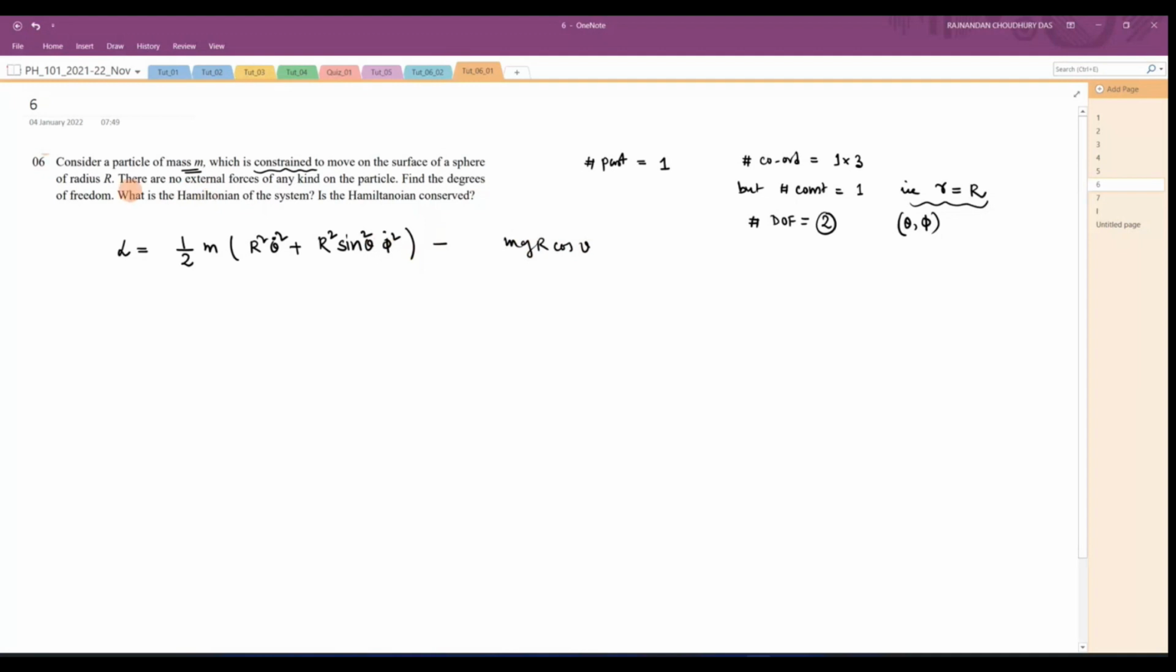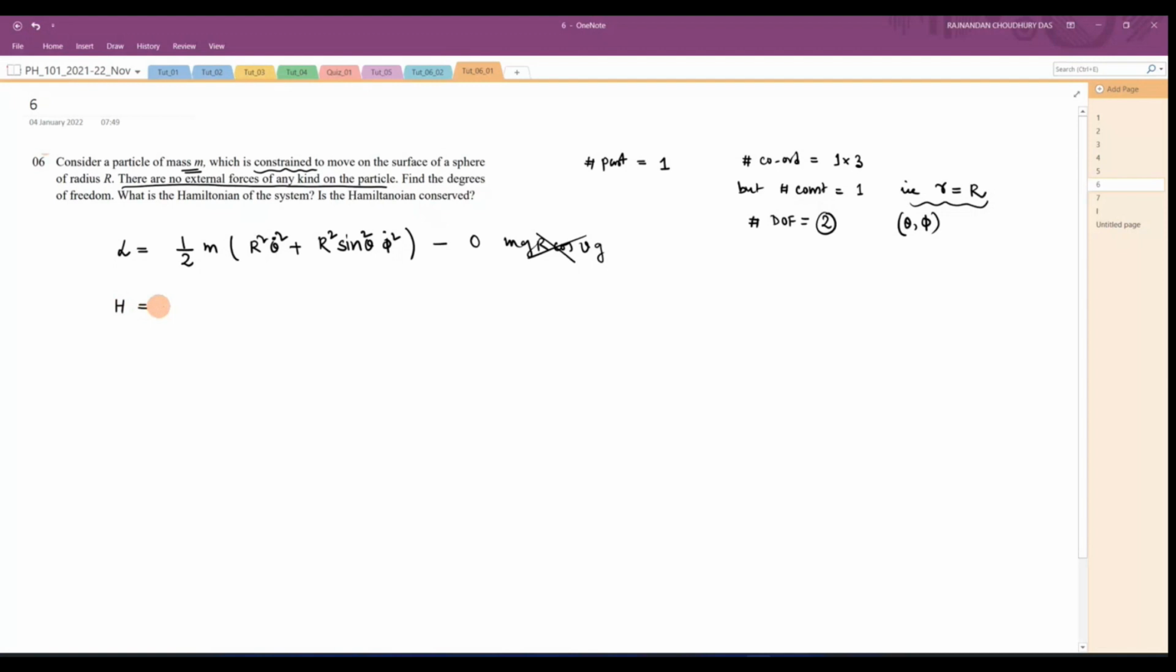But it is said that there are no external forces of any kind. So the potential energy is actually 0. There is no gravity. So this will be the Lagrangian. Once you get your Lagrangian, it's easy to write the Hamiltonian.